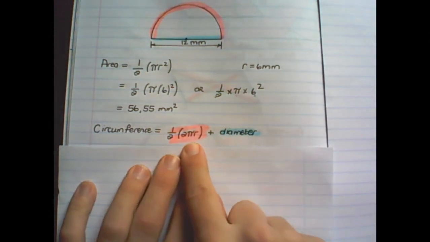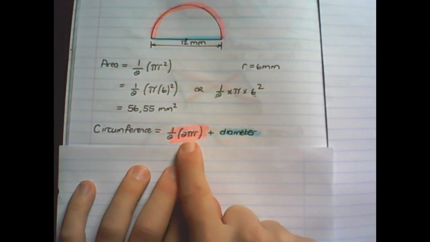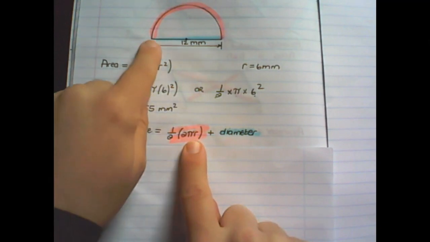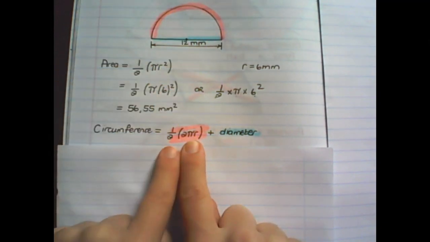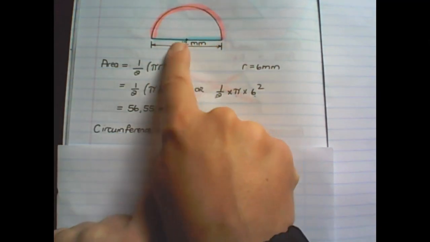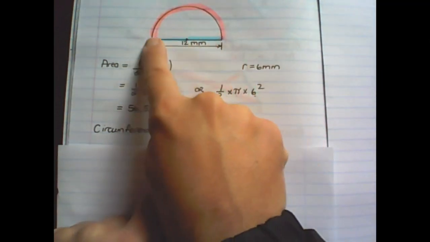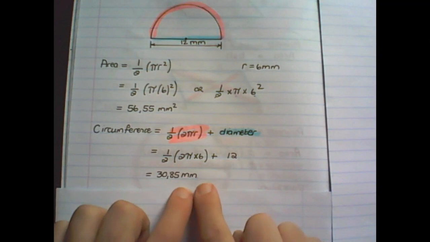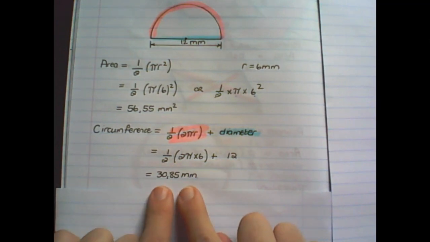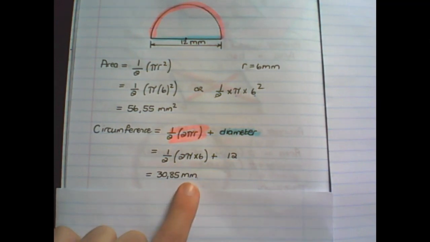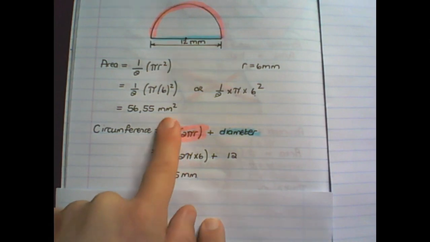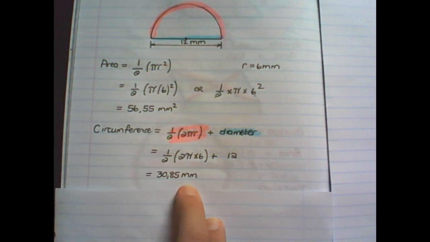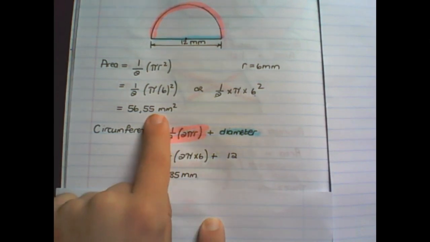So remember, the full circumference of a circle is 2 pi radius, but I only need half the circumference of a circle. And I'm adding the full diameter to get the distance around the figure. So when I enter the values into my calculator, my answer would be 30.85 millimeters. Notice it is not squared because we're measuring a distance and not an area.